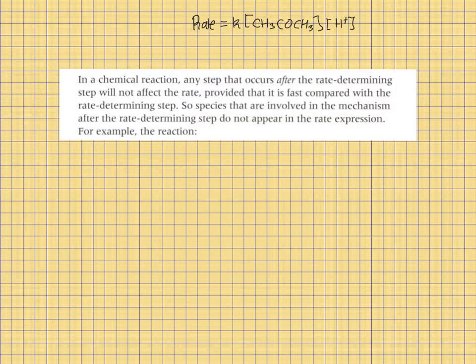So let's look at the reaction that we studied again. That's the iodination of propanone. Now this point is really important to make. In a chemical reaction, any step that occurs after the rate determining step, that's the slowest step, will not affect the rate, provided that it's really fast compared with the slowest step. So species that are involved in the mechanism after the rate determining step do not appear in the rate expression. So let's look, for example, at this reaction here. That is the iodination of propanone.